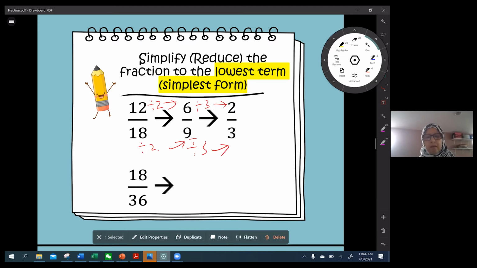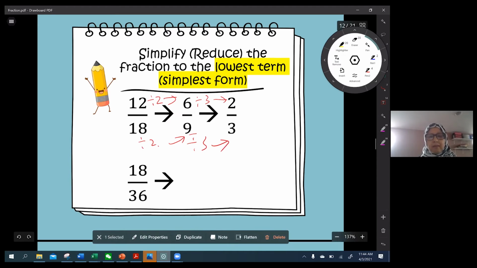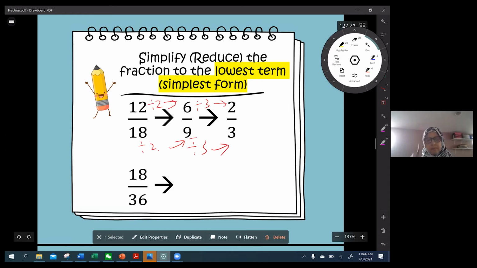I'm going to give an example. 2 out of 4 equals 1 out of 2. You need to take out all the common factors. The 2 have the same factors, you have to take them out, until they don't have common factors anymore. So let's look at the example here. Reduce, or we say simplify. How do we reduce the fraction?